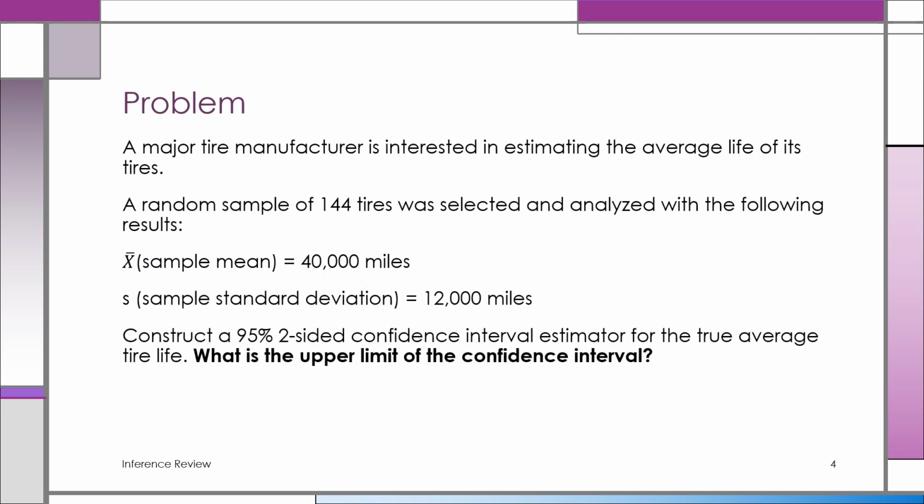Here's our first problem. A major tire manufacturer is interested in estimating the average life of its tires. So we want to estimate an average. We want to estimate mu. We take a random sample of 144 tires. That's n, the sample size, 144. The sample of 144 tires was analyzed and got the following results. X bar, the sample mean, was 40,000 miles. So in the sample of 144 tires, there was an average life of 40,000 miles. S, the sample standard deviation, 12,000 miles.